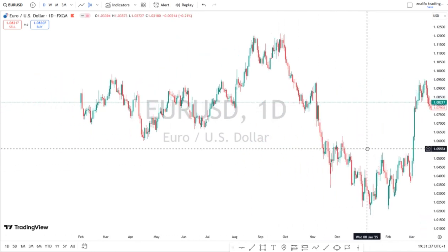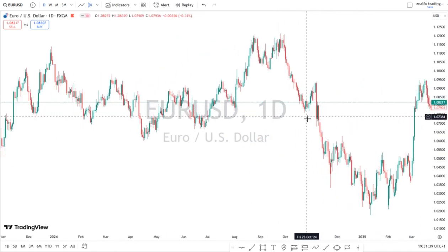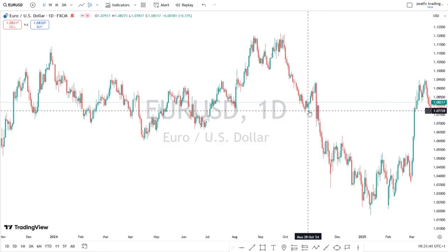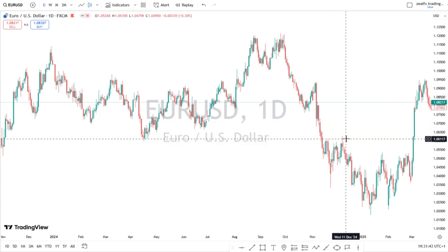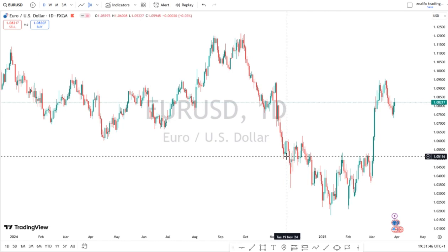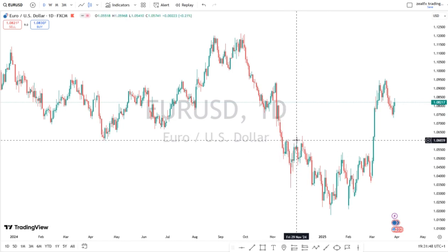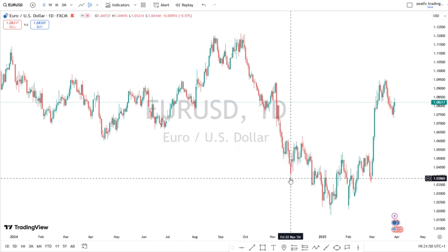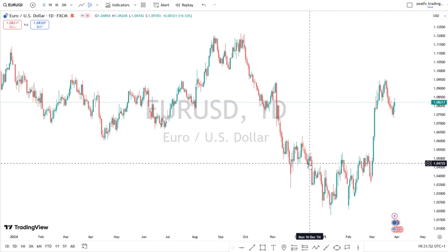Then same scenario, go to this level. You can see that previously we had a support at this level. As long as price closes below this support, automatically the support turns into resistance. We also have a support at this level, resistance at this level, support at this level. As long as price closes below it, automatically this support turns into a resistance level.